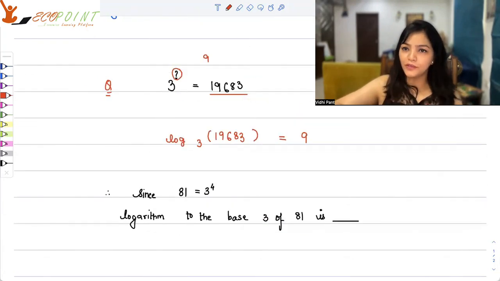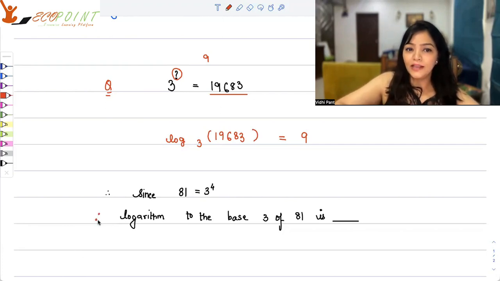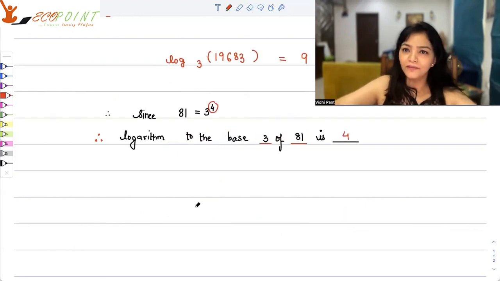So if you've understood this concept, this basically means that since, for example, 81 is equal to 3 to the power 4, therefore, we can say that logarithm to the base 3 of 81 is, what power of 3 gives me 81? 4. So the answer to the logarithm here is 4. So fun fact, another name to this power is logarithm. That's what logarithm is all about.